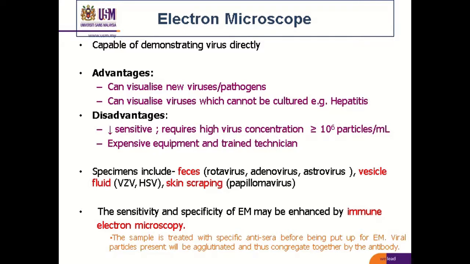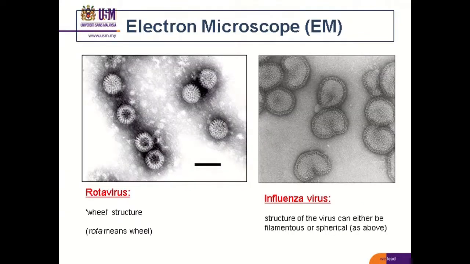Viral particles present will be agglutinated and thus congregate together by the antibody. So this is an electron microscope image of rotavirus, where we can see the characteristic wheel structure. From this wheel structure on electron microscopy, the virus got its name, rotavirus, where rota in Greek means wheel.